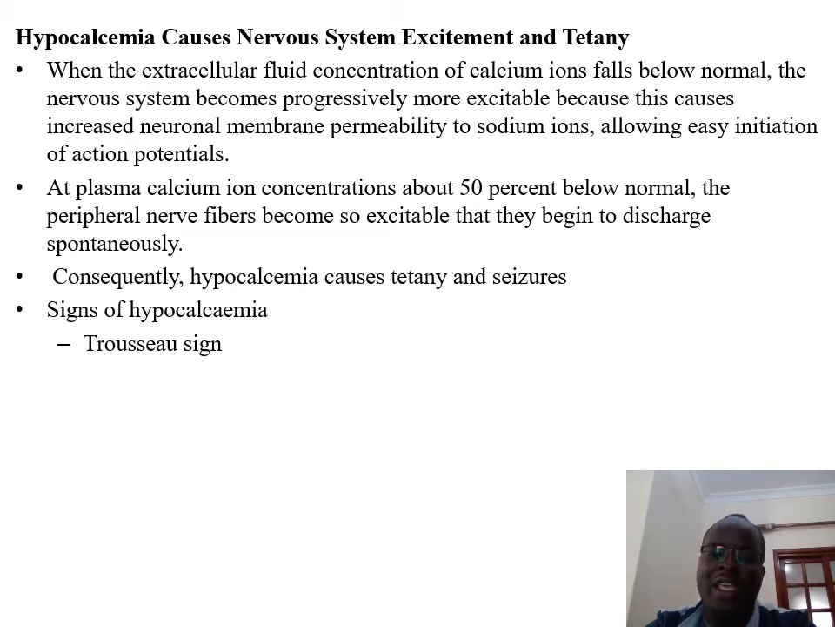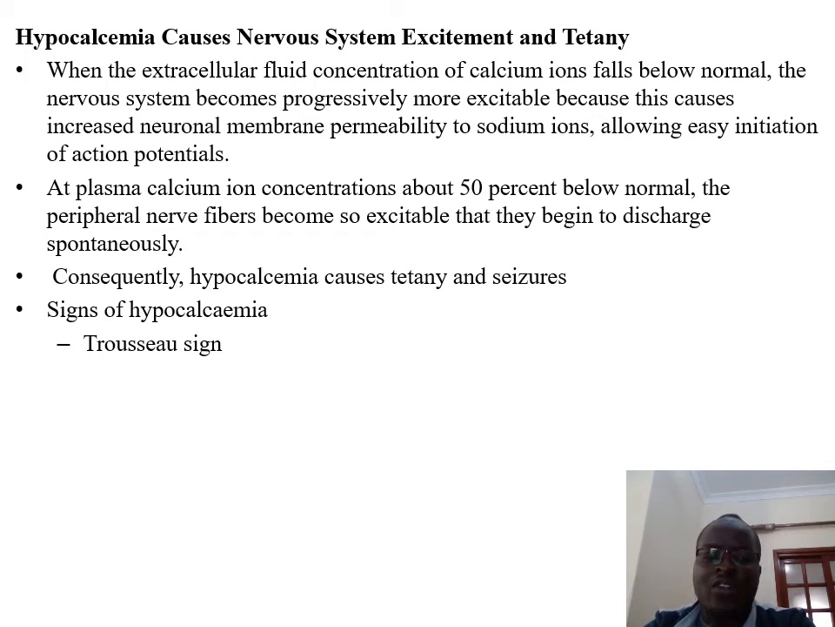Hence, they become excited. At a plasma calcium ion concentration about 50% below normal, the peripheral nerve fibers become so excitable that they begin to discharge spontaneously, discharging action potentials. Consequently, hypocalcemia causes tetany and seizures. So you have muscle tetany and seizures as a result of hypocalcemia. On clinical signs, you have Trousseau sign.